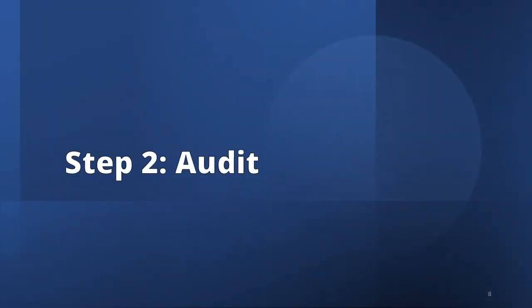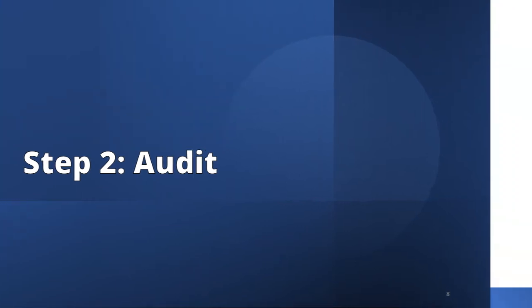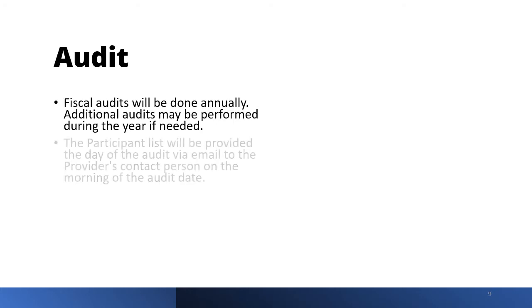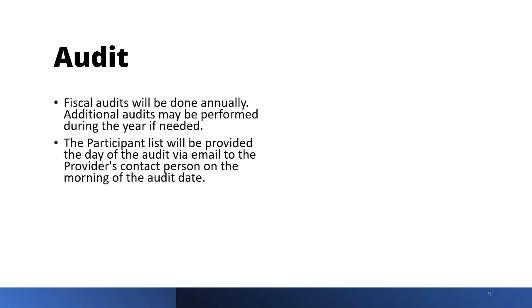The next step is step 2, audit. Each provider must be audited annually. The DDD fiscal section may perform additional audits during the year if needed. On the day of the audit, the DDD fiscal section will contact the provider on the morning of the scheduled audit date via telephone to confirm the contact person is ready to receive the audit list of participants. The DDD fiscal section will then send an encrypted email with the names of the participants whose records are being audited to the provider's designated contact person.